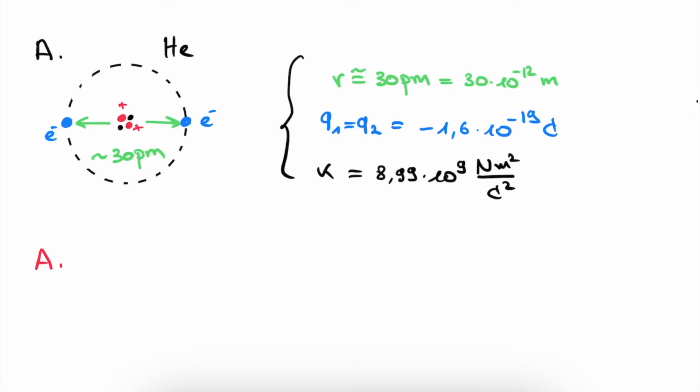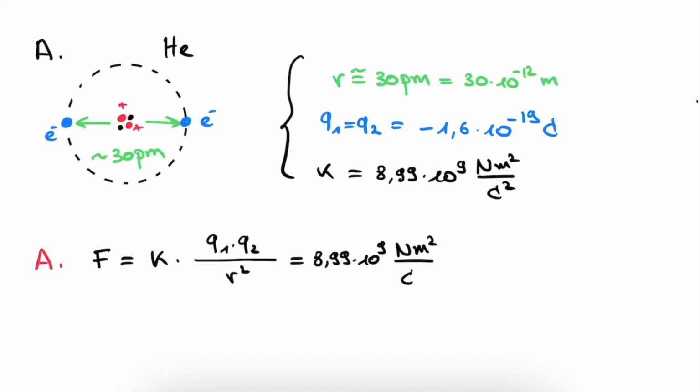With this information, we will first look at the following scenario, where we absolutely do not have a nucleus and only consider the Coulomb force between two electrons at a distance from each other that is equal to the diameter of a helium atom. We know that the Coulomb force is equal to this conversion factor K times the fraction between the product of the two charges divided by the distance between them squared. So we can simply fill this in now as being 8.99 times 10 to the power of 9 Newton meter squared divided by Coulomb squared times, and then we get this fraction.